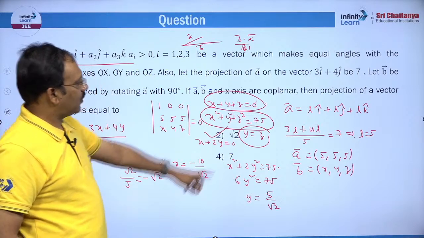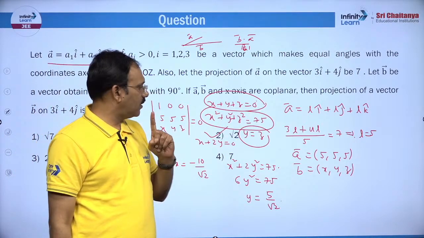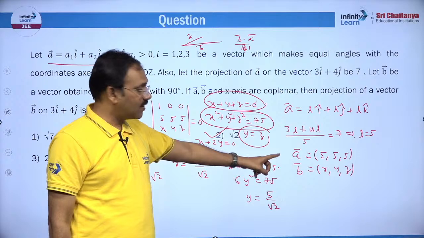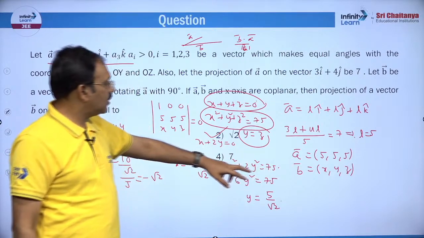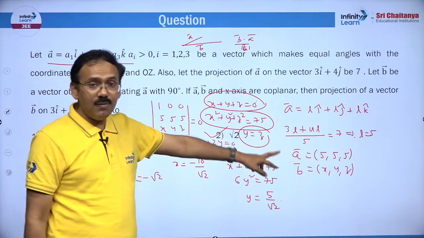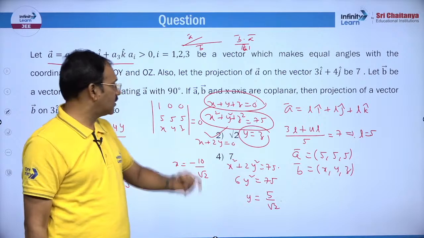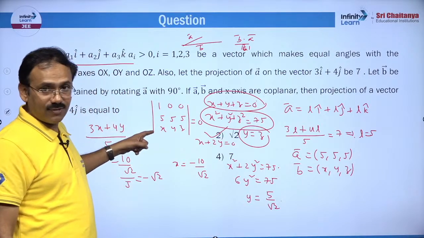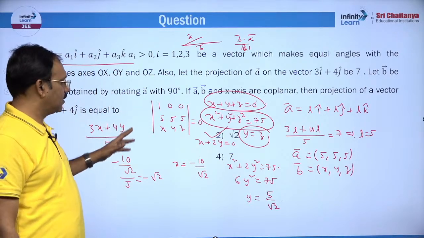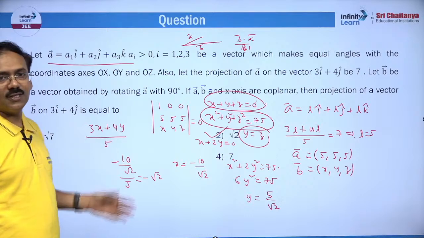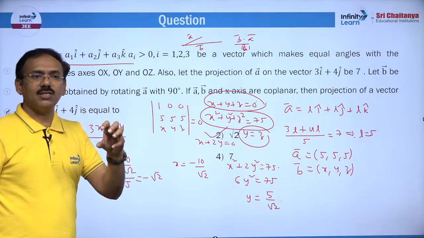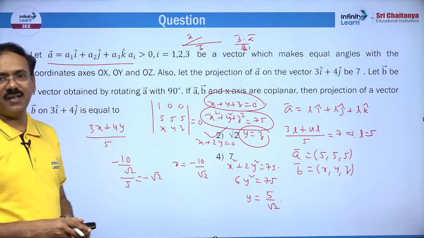You see, writing this vector, concept 1, projection of a vector on another vector, second one. See, 3 vectors, angle between 2 vectors is 90 degrees, third concept, and coplanarity of 3 vectors, fourth concept. Then again projection, fifth concept. 5 simple concepts combination is this problem, my dear friends.